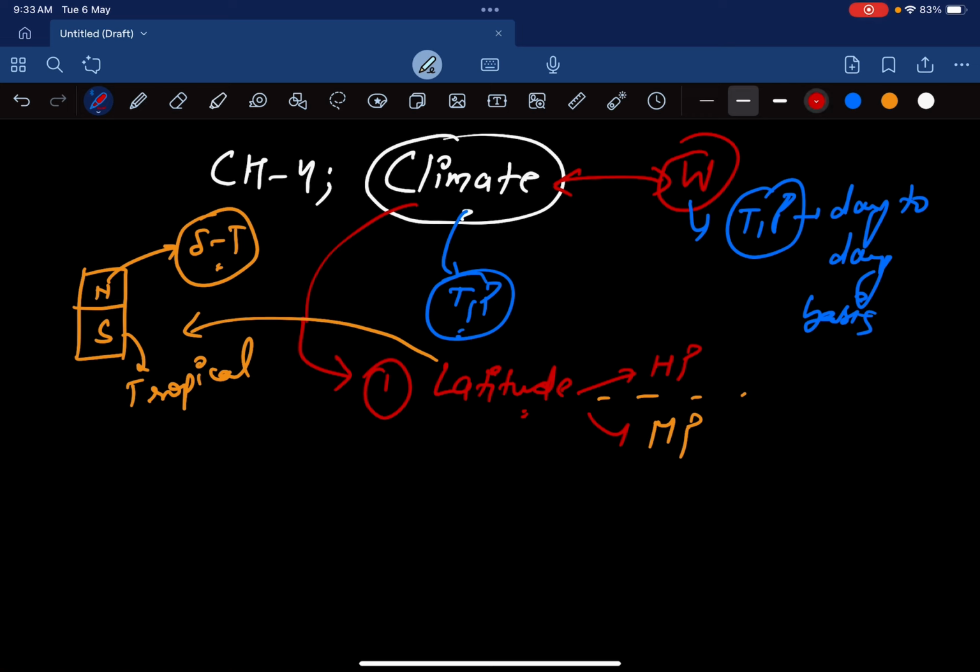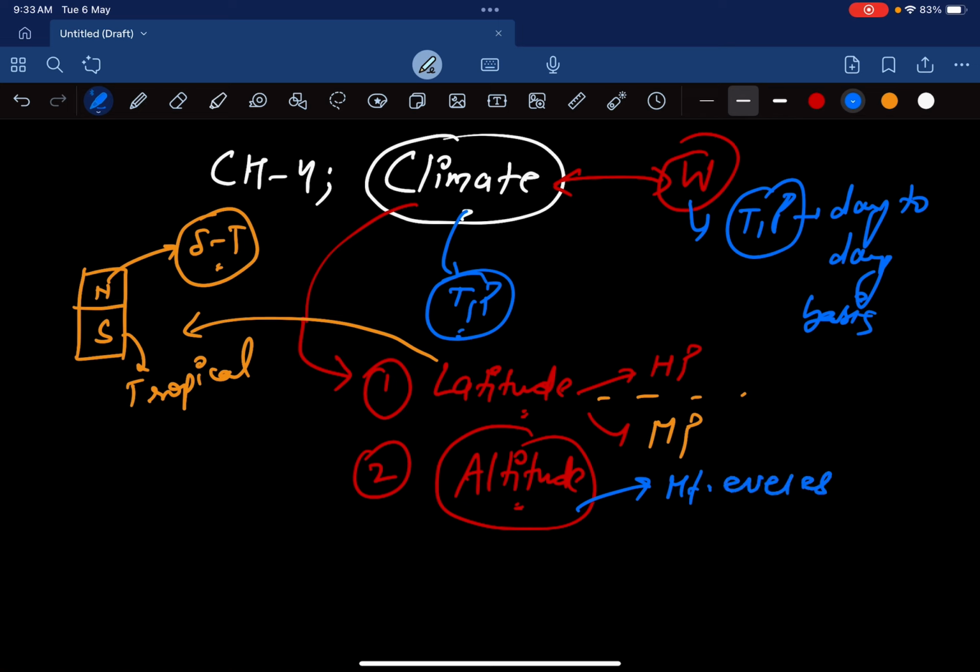The second is altitude. You'll feel a difference, let's say, at the top of Mount Everest with respect to Kerala or the plain areas. So altitude affects the climate of a place.